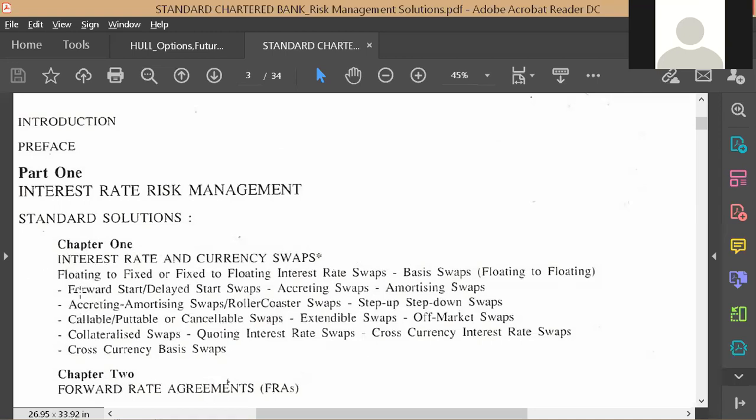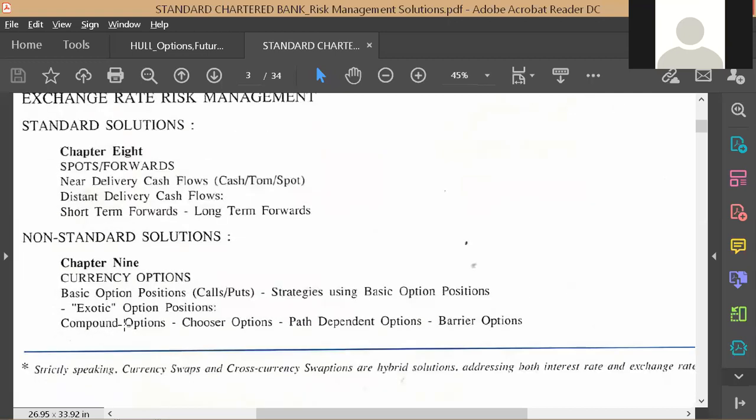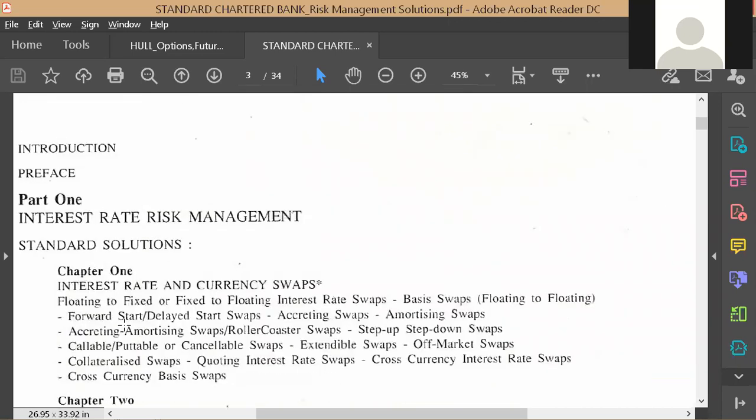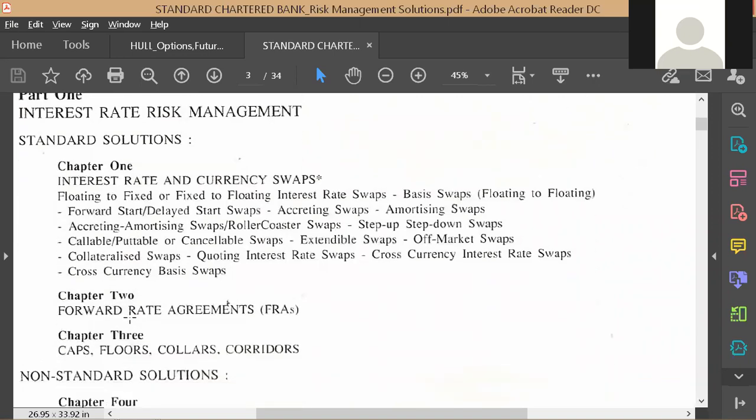Here the swaps are covered. These are only interest rate and currency swaps. Let me see what I've covered. Yes, I've covered currency swaps here itself, under interest rate risk management. You can see the structures here. These are all slightly advanced structures as we go down: amortizing, accreting, callable, puttable swaps. Not so important, but at least cover the basic types of swaps up to this point, up to the forward start.